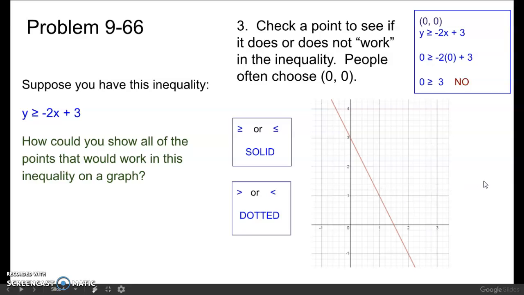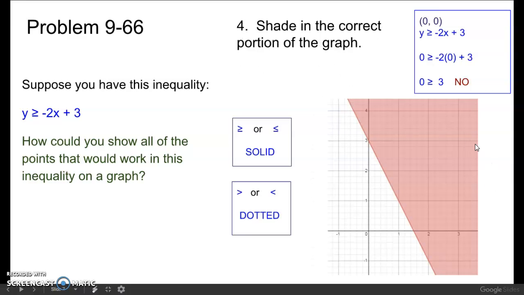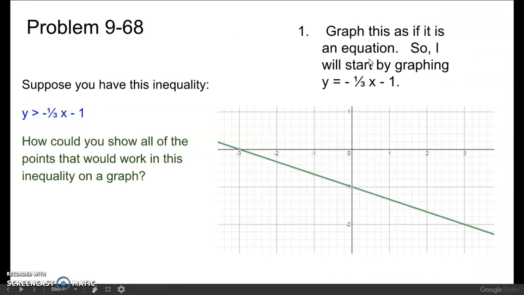Let's see what Desmos does. Sure enough, you shade in the correct part. Desmos has this part shaded in. Let's try another one. By the way, what this means is any point inside this shaded area, which would go out to infinity, any point in this shaded area, including on the line, will work in the inequality.